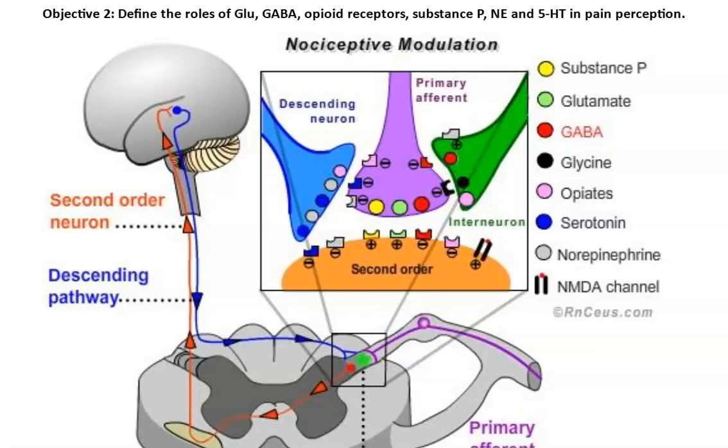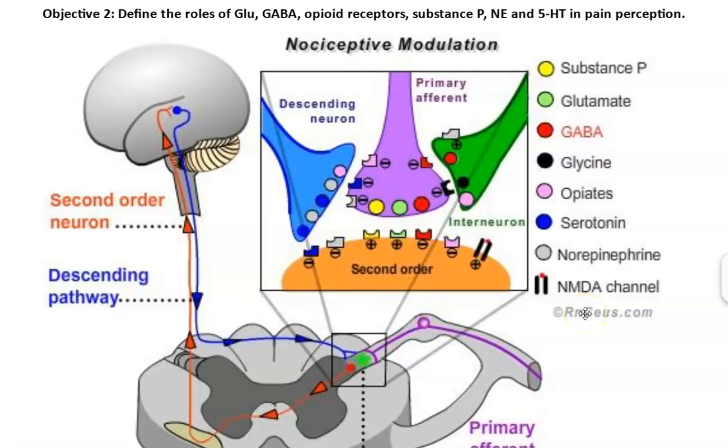So now we'll turn our focus to what neurotransmitters are involved in processing pain perception. Up here you'll notice that we have glutamate, GABA, opioid receptors. Something we haven't heard of before is substance P, and then we also have norepinephrine and serotonin. So there's actually a lot of different signaling that happens.